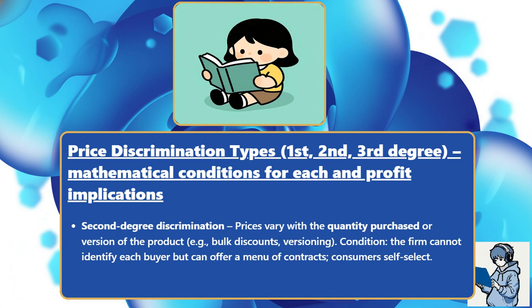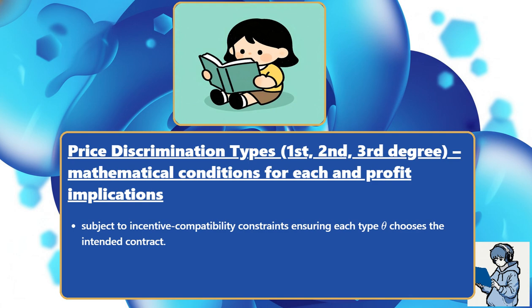Second-degree discrimination. Prices vary with the quantity purchased or version of the product, for example, bulk discounts or versioning. Condition: the firm cannot identify each buyer but can offer a menu of contracts. Consumers self-select. Max over P(Q) of the integral over theta of [P(Q(theta)) - MC] dQ(theta), subject to incentive compatibility constraints, ensuring each type theta chooses the intended contract. Profit is higher than uniform pricing, but usually less than first degree.